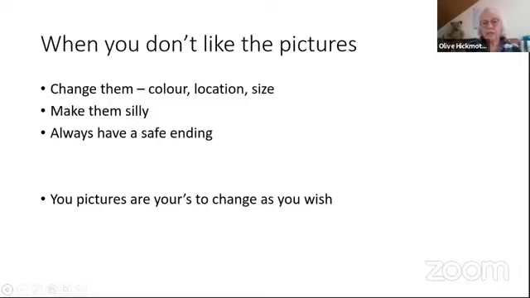And you can teach this to any child who's anxious. If they can make friends with the things they're being anxious about, then it will actually help them. And they're your pictures to change as you wish. If people are highly visual, they may catastrophize over their pictures. So they need to really take control of them and make them into the pictures that they would like.